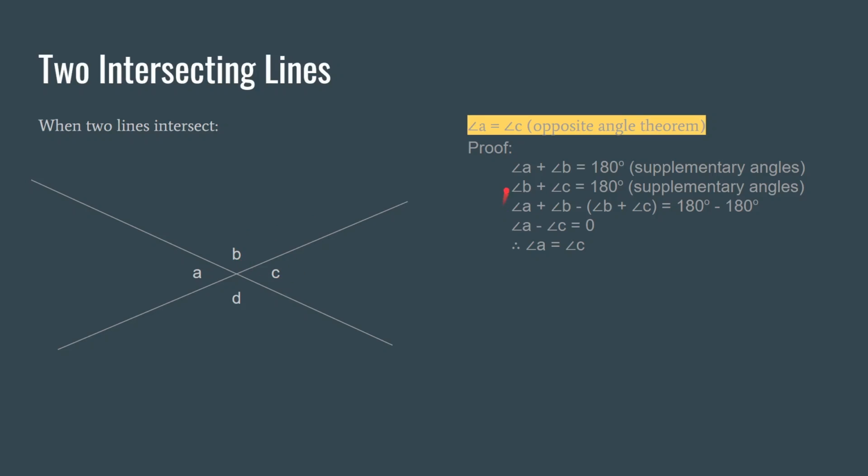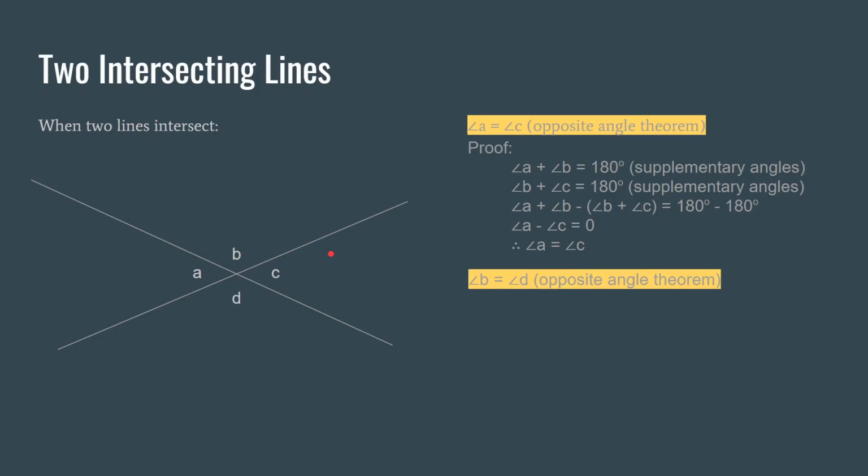Now if you subtract the two equations from each other, angle A plus angle B minus angle B plus angle C is equal to 180 minus 180. This means that angle A minus angle C is equal to 0. Therefore, angle A is equal to angle C.